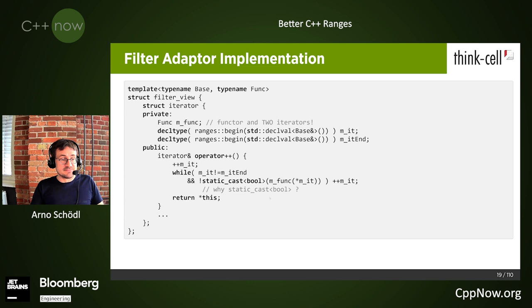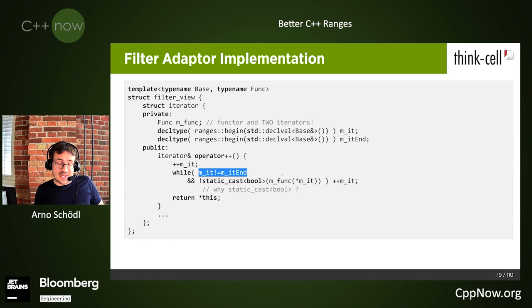And the interesting part is here that you have to carry around your functor, and you also need, for iteration, the end iterator. And you need the end iterator because this loop here has to make sure that you are not running off the end.